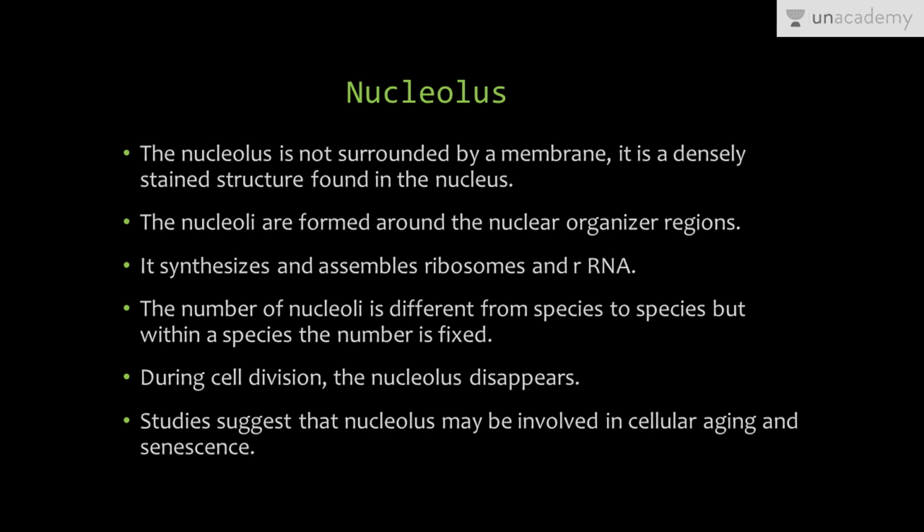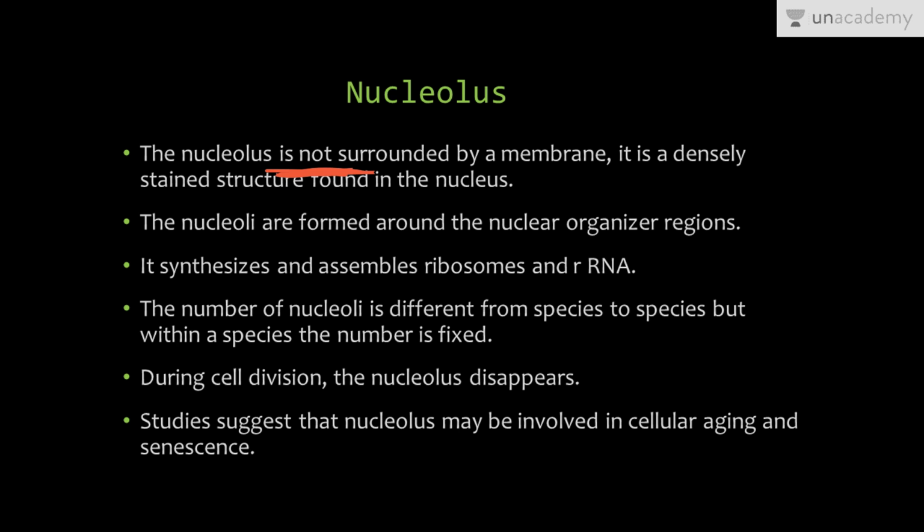Moving on, we have the nucleolus. There is a prominent structure right in the center of the nucleus, which is termed the nucleolus. It is not surrounded by a membrane at all. So what part inside the nucleus is not surrounded by a membrane? It is the nucleolus. It is a densely stained structure found in the nucleus.